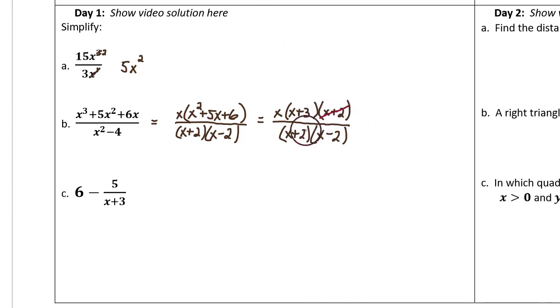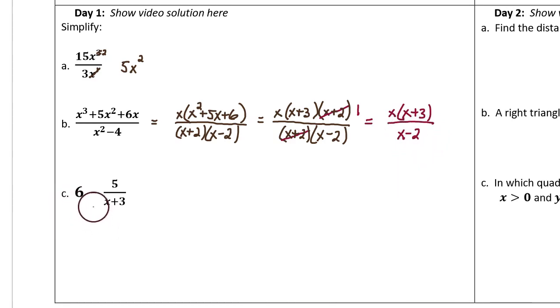So the x plus 2 divided by the x plus 2 just leaves a 1. Nothing else reduces because the factor x does not match x minus 2, and the factor x plus 3 does not match x minus 2. So now we're ready to write our final answer. We have x times x plus 3 in the top, and in the bottom we're left with the factor x minus 2. You can put that in parentheses if you want, but because there's no other factor left in the bottom, it's typical to just write it like this.